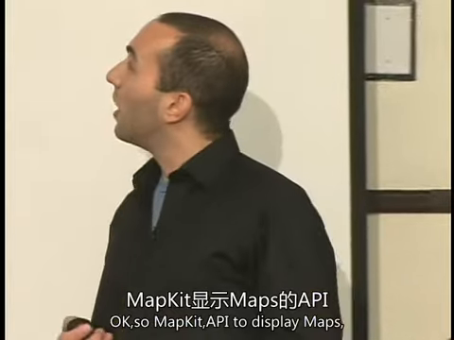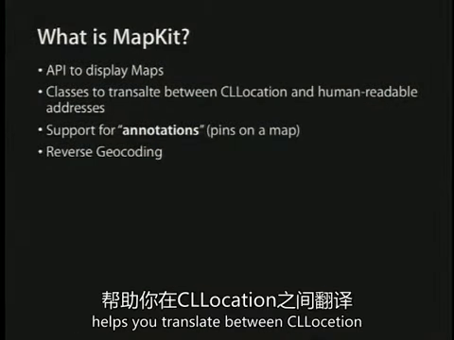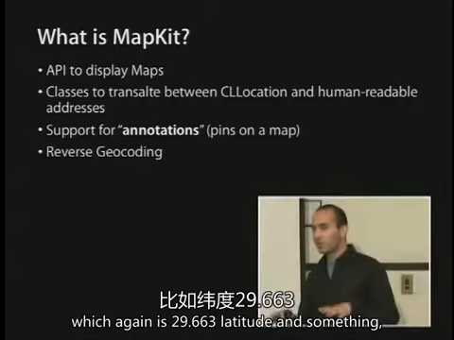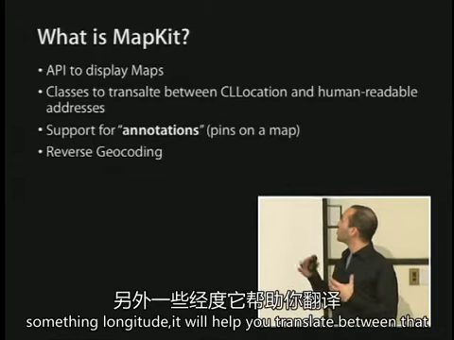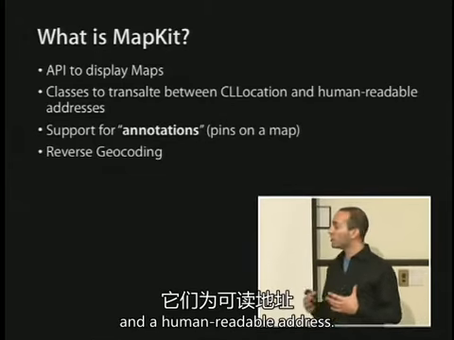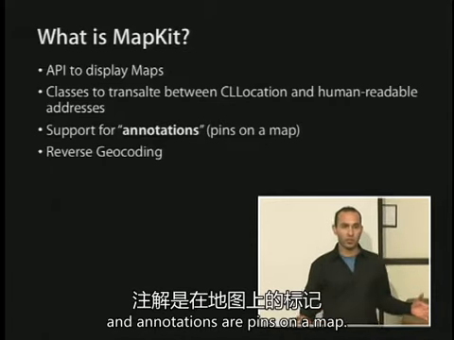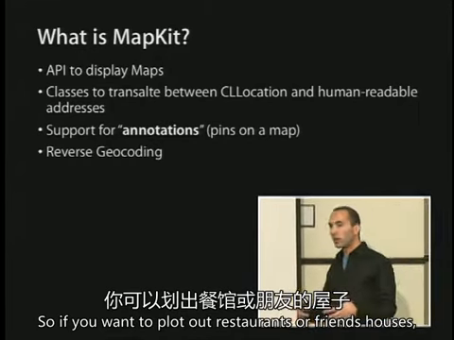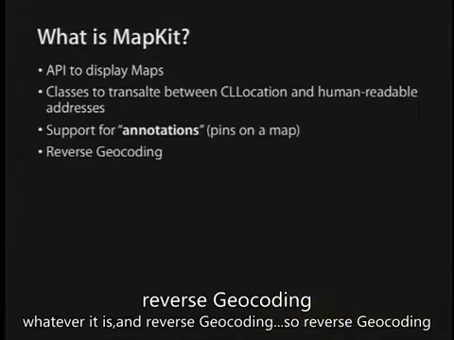Okay, so MapKit, an API to display maps. There are a few different things it does. It helps you translate between a CLLocation, which again is like 29.663 latitude and something longitude, and a human readable address. There is support for annotations, and annotations are pins on a map. So if you want to plot out restaurants or friends' houses, whatever it is. And reverse geocoding.